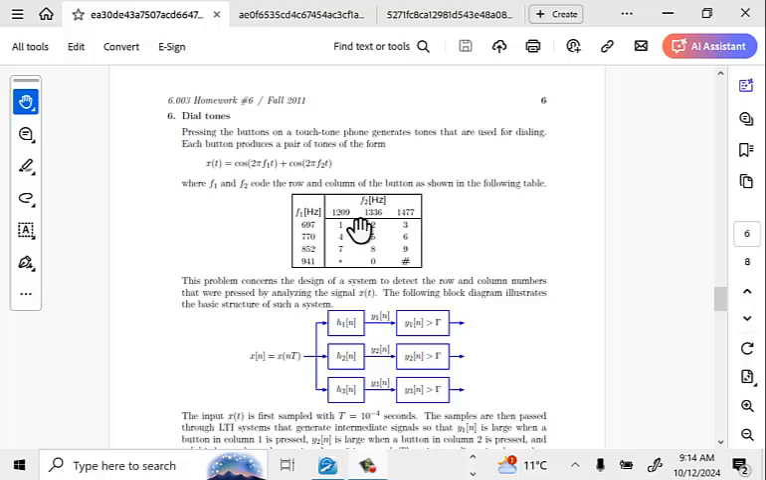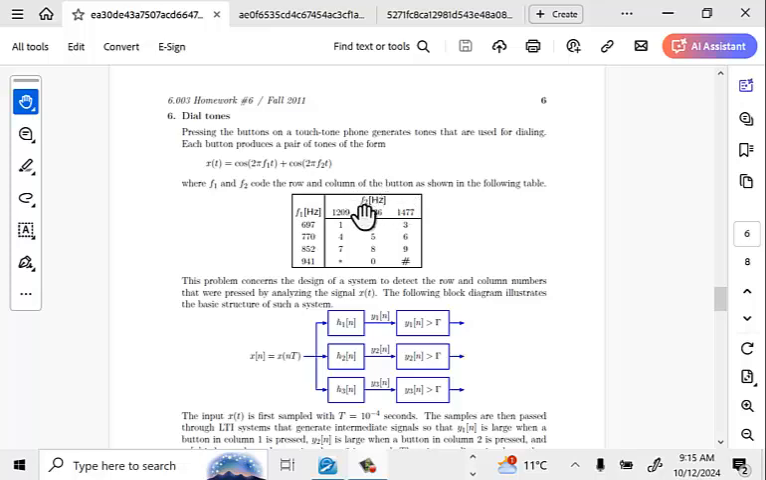Now this last one looks very complicated. Let me simplify things a bit for you. Although he says that the input function has two frequencies, in this problem we're just going to be looking at the column frequencies here. Here he says the buttons on a touch-tone phone generate tones that are used for dialing. Each button produces a pair of tones of this form. So it's a combination of two tones, and the two tones determine the row and the column. So we're just going to be looking at the column frequencies.